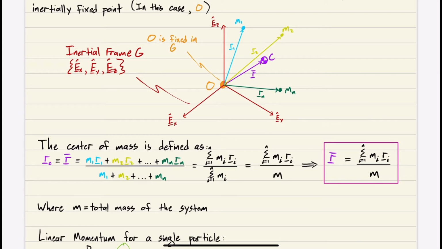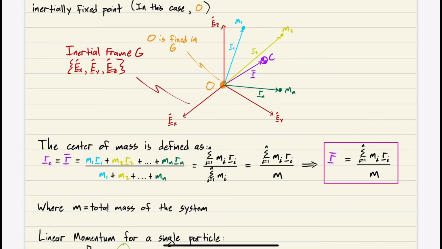The center of mass is defined as either this position vector RC, the location of point C, or again, you write it with an overbar. Overbar means center of mass. And that's equal to, in the numerator, m1r1 plus m2r2 plus however many masses you have, all the way up to mnrn. And in the denominator, you have the sum of all the masses, m1 plus m2 plus all the way up to mn.